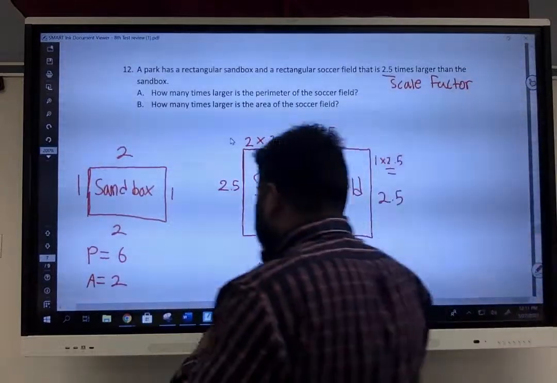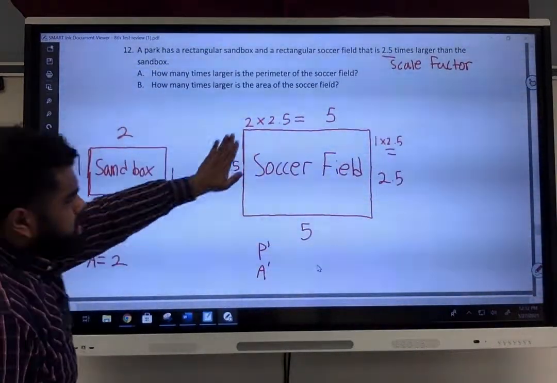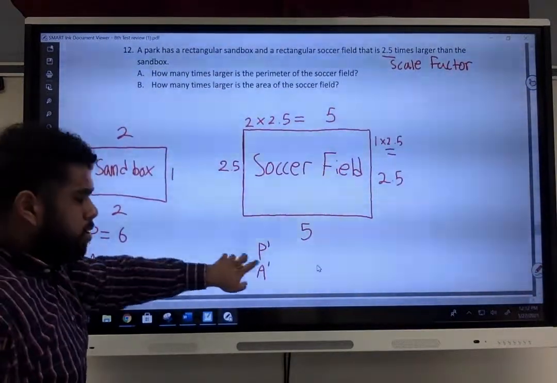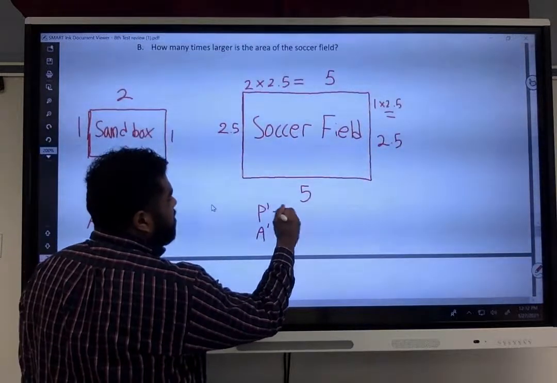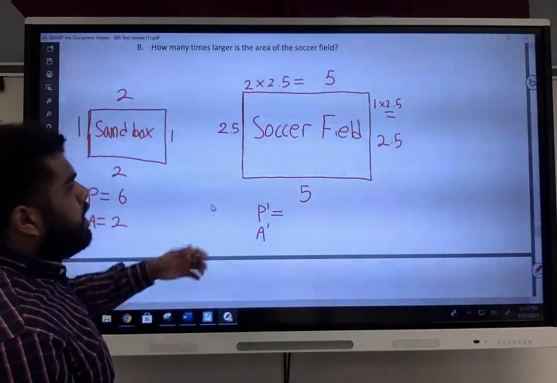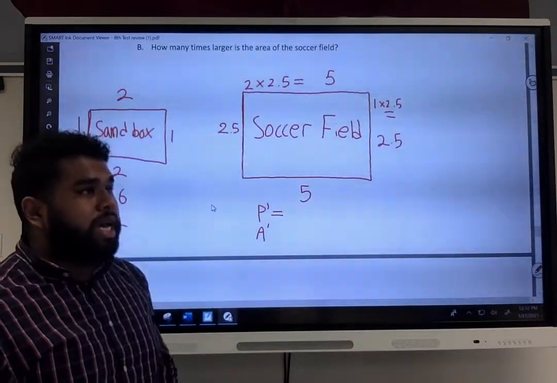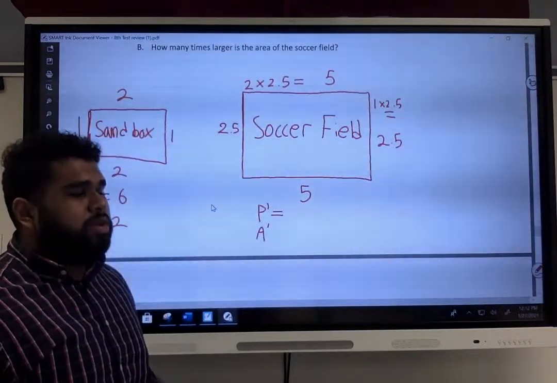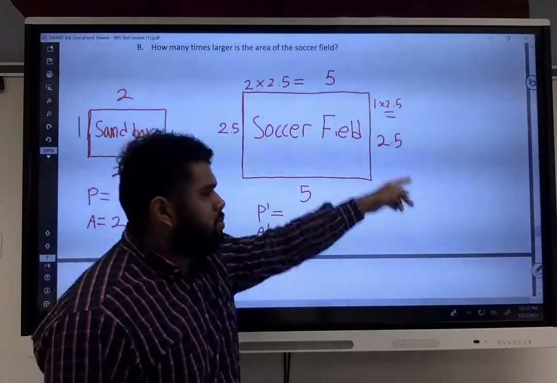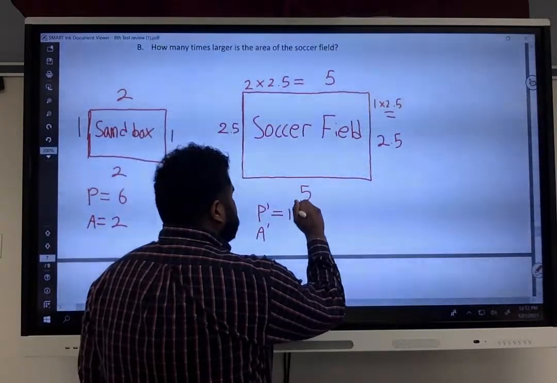If this is our original, then this is our new. That's why I'm putting the prime mark. So the P prime stands for perimeter prime. Again, perimeter is adding up all the outside. 5 plus 5 will get you 10. 2 plus 2.5 will get you 12.5, and another 2.5 will get you 15.